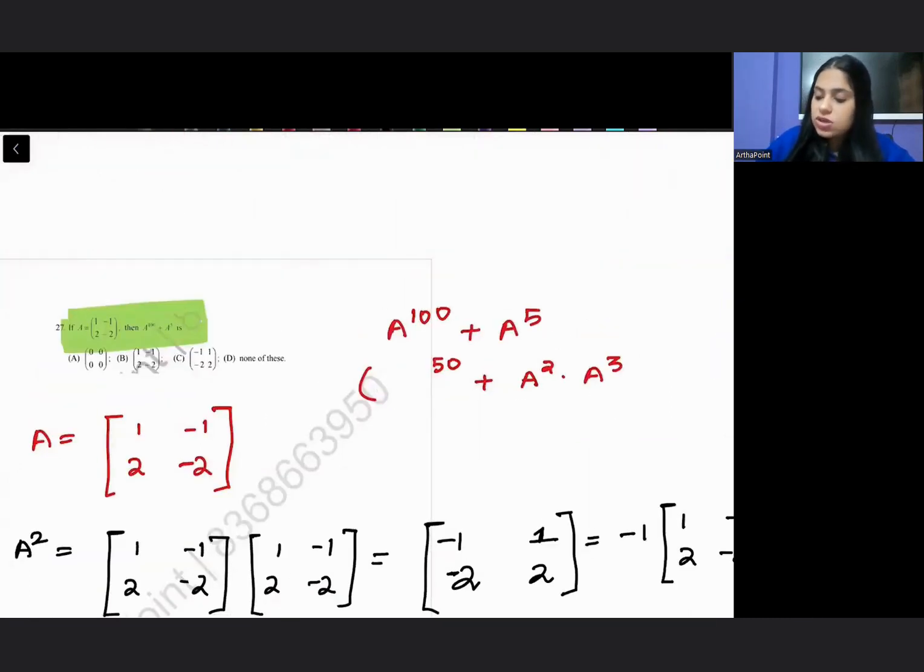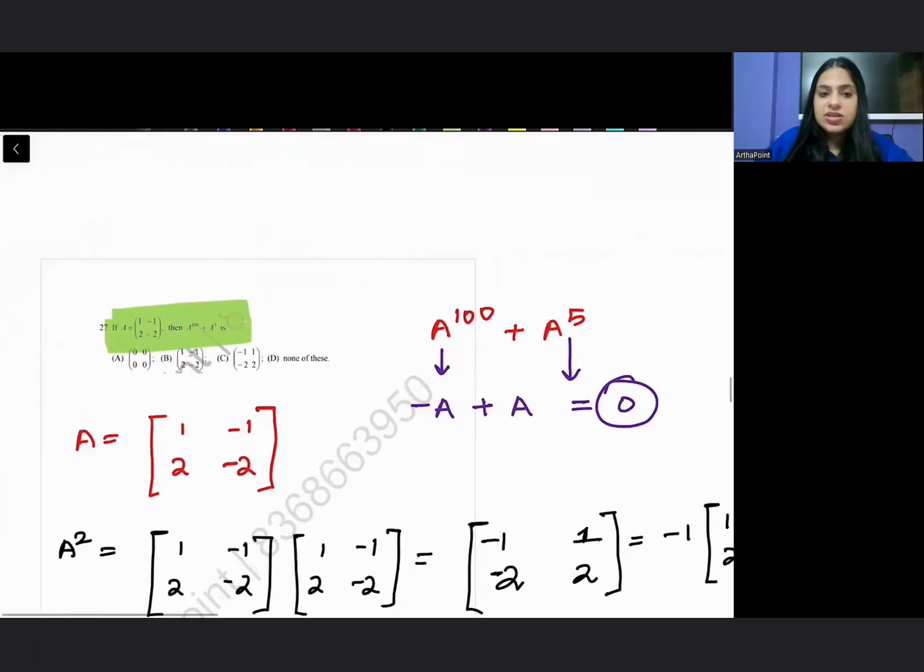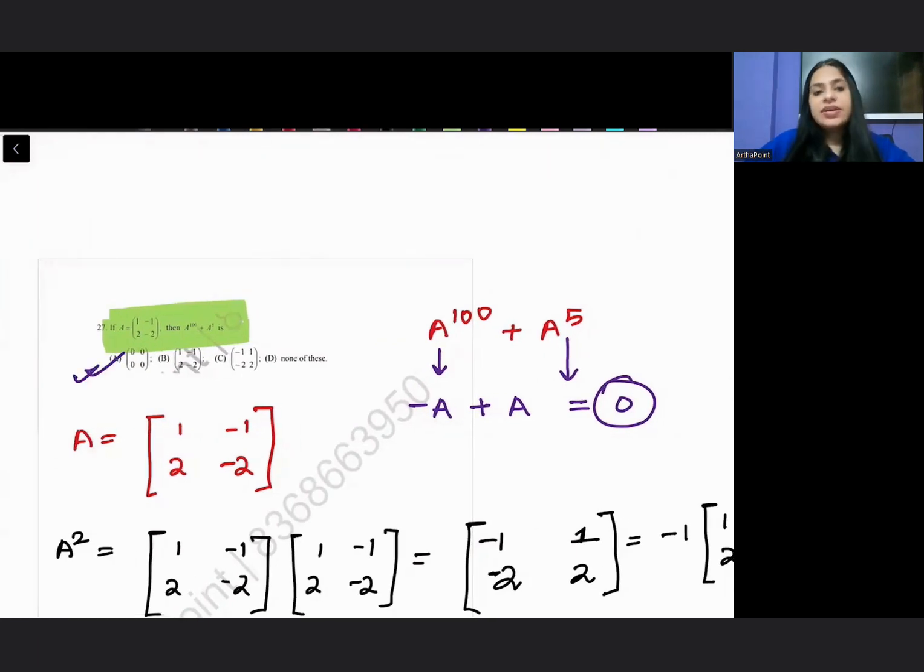So now I don't even need this breaking up. This is an even power. Whenever I have an even power, it will give me the answer as minus A. And whenever I have an odd power, it will give me the answer as A. Minus A plus A should be 0. So the correct answer will be 0, 0, 0, 0.